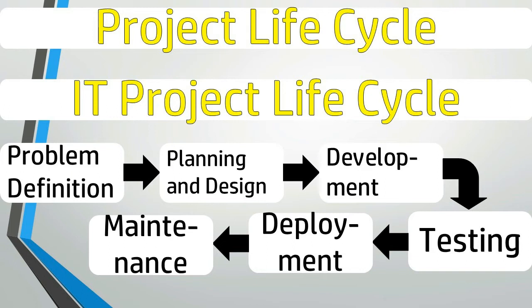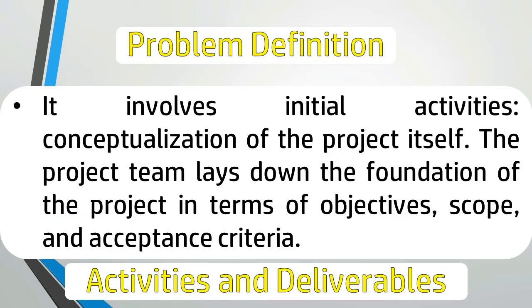Project lifecycle is one of the things that distinguish a project from activities that cannot be considered as projects. Whereas whimsical or simple activities are executed in one step, projects go through stages of development with defined phases. An IT project lifecycle goes through the following phases: problem definition, planning and design, development, testing, deployment, and maintenance. In each phase or stage, there will be activities and deliverables. Activities pertain to the different tasks that each stage will undergo, and deliverables are the output or the outcome.